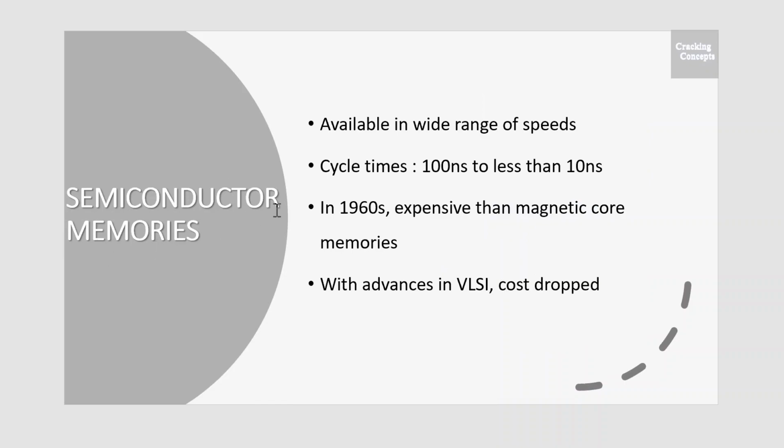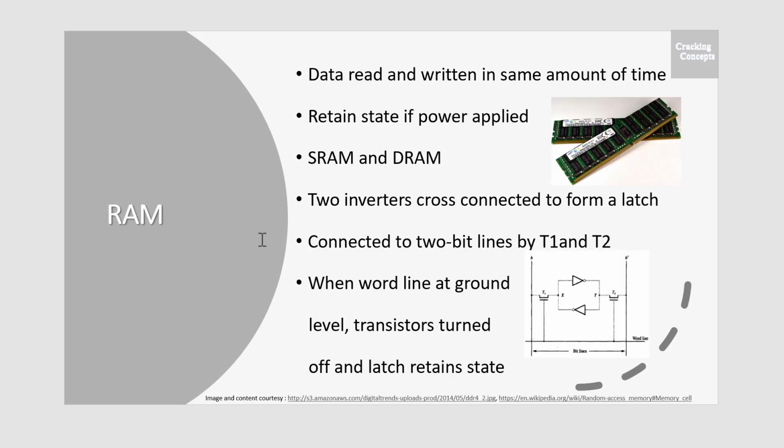Now let's look into semiconductor memories. They are available in a wide range of speeds. Their cycle times range from 100 nanoseconds to less than 10 nanoseconds. When first introduced in the late 1960s, they were much more expensive than the magnetic core memories they replaced. Because of rapid advances in VLSI technology, or very large scale integration, the cost of semiconductor memory has dropped drastically. As a result, they are now used almost exclusively in implementing memories. Now let's move into RAM.